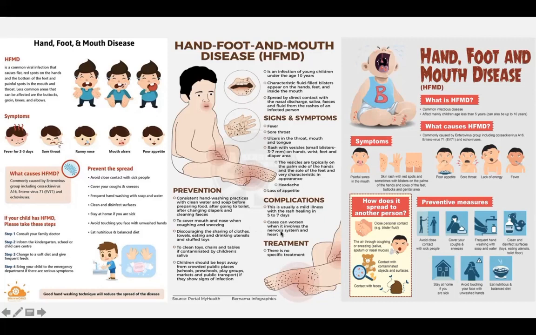Cases can worsen when it involves the nervous system and heart. We will not let the cases get severe, complicated, because we can diagnose this. Treatment, there is no specific treatment. So prevention: there is no treatment, so we have to prevent it. How to prevent? Consistent hand washing, particularly because of the fecal-oral route, with clean water and soap before preparing food, after going to the toilet, after changing diapers.